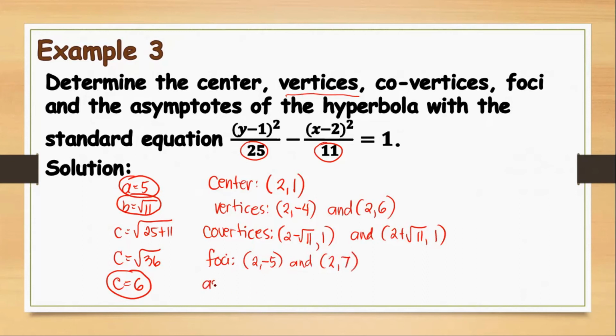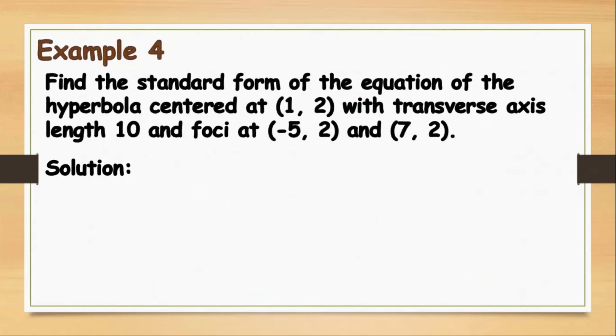Okay. For the asymptote, we have y minus 1 equals plus or minus a over b, so that's 5 over square root of 11 times x. Or you can simply write that as y equals positive 1 plus or minus 5 over square root of 11 times x. Okay, that will be the answer for our number 3. Let's continue for number 4. Find the standard form of the equation of the hyperbola centered at 1, 2.